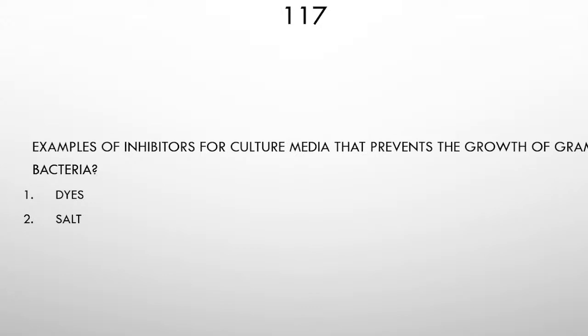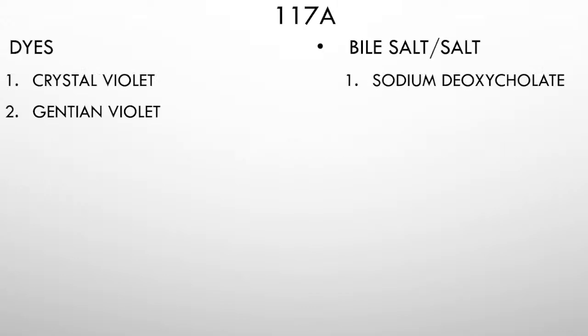As I mentioned before, dyes can be used as an inhibitor for gram-positive bacteria. Salts can also be used. Specifically, what kind of salt? Bile salt. What specific bile salt are we talking about? Sodium desoxycholate. All right? Now, when we move on to dyes, there are 2 types of dyes. We have crystal violet and gentian violet.